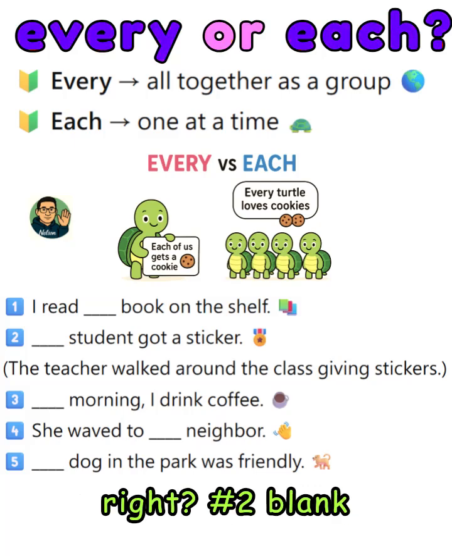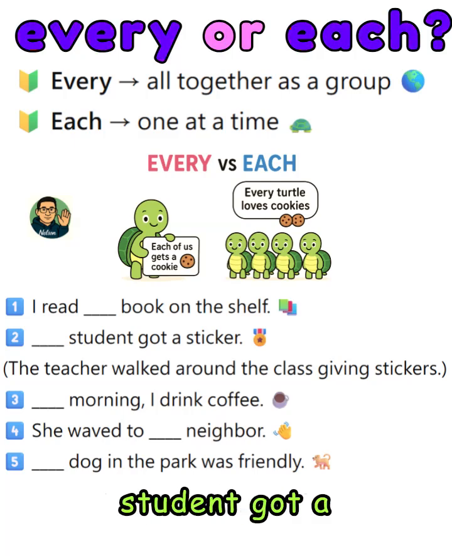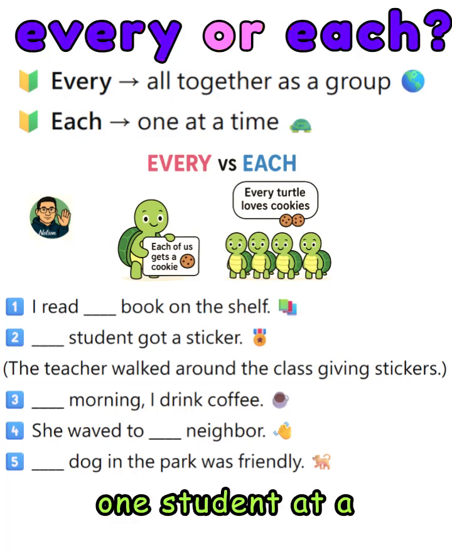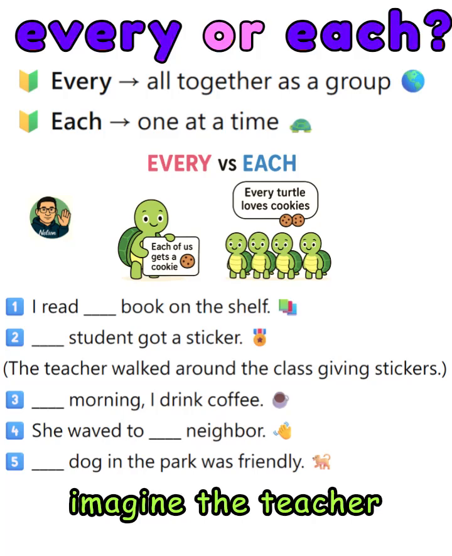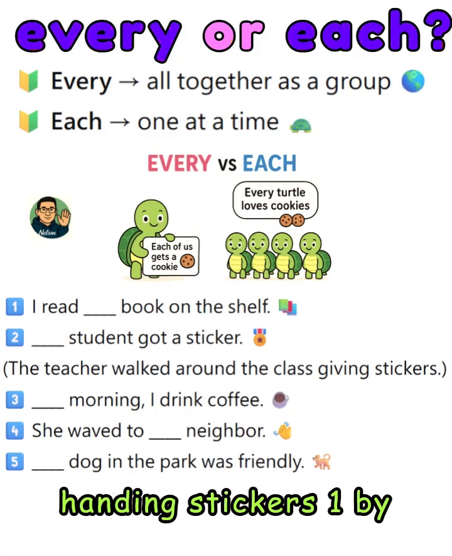Number two, blank student got a sticker. We are giving attention to one student at a time, so it's each again. Funny to imagine the teacher running around handing stickers one by one.